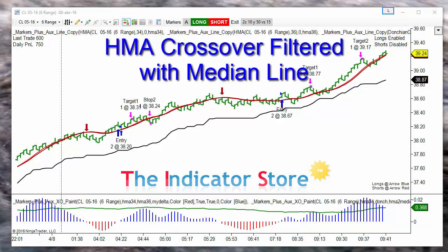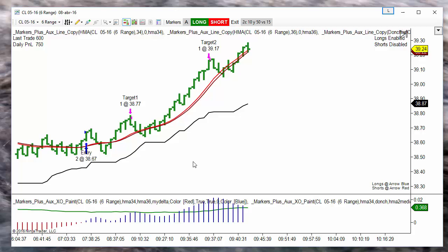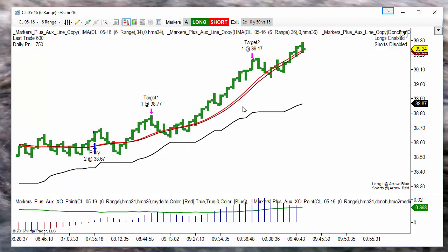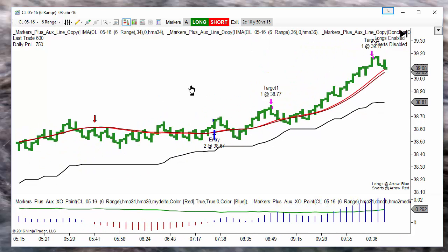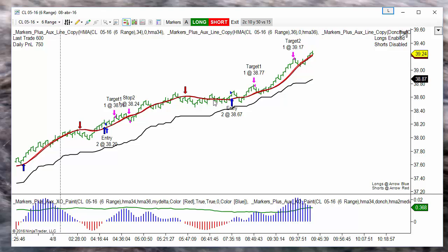On this chart we are looking at the HMA crossover setup. This is a setup that we defined a few days ago. It is very easy to use if you saw the previous videos. We use two fast HMAs with a slight difference in the period. One is an HMA 34 and the other is an HMA 36. When they cross each other, we have a signal.